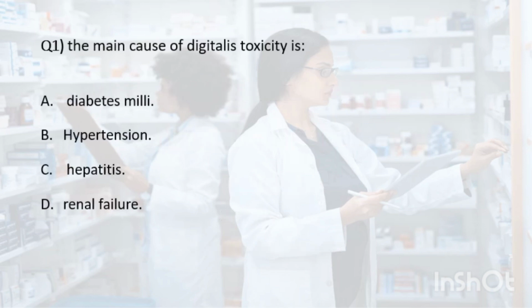One, the main cause of digitalis toxicity is: diabetes mellitus, hypertension, hepatitis, renal failure. Option D, renal failure, can contribute to an increased risk of digitalis toxicity when a person has impaired kidney function. They may not be able to eliminate digitalis from their body as efficiently as with normal kidney function, leading to a buildup of the drug in the system and increased risk of toxicity. However, it's important to note that overdose of digitalis medication is still the primary cause of digitalis toxicity.